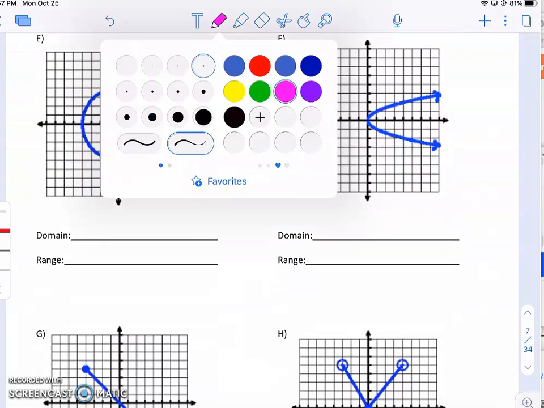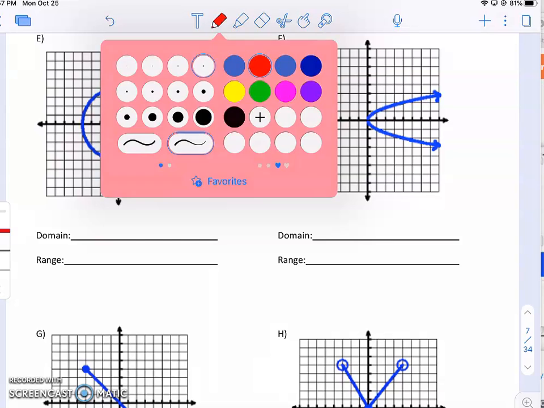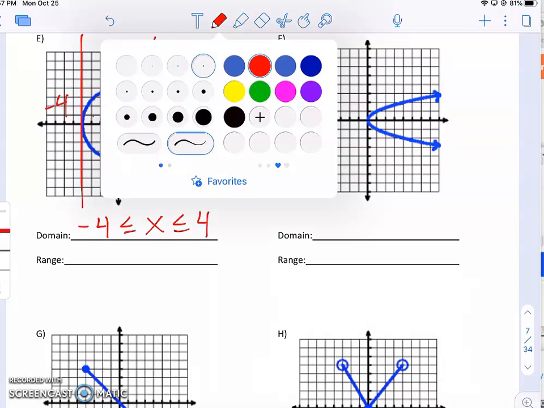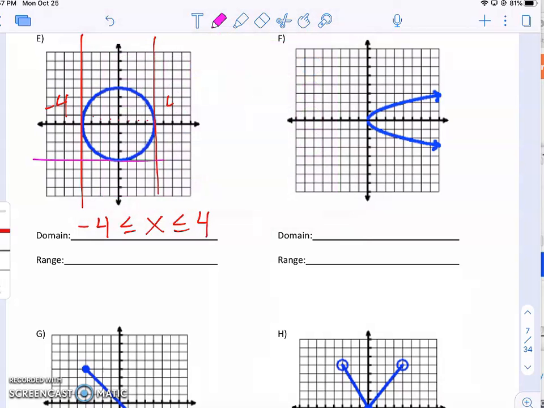So let's try this circle one here. Circle, it goes here to here, so 1, 2, 3, -4. 1, 2, 3, +4, and there's no open circles. So -4 is less than or equal to x is less than or equal to +4. And then do the height, 1, 2, 3, -4. 1, 2, 3, +4. So -4 is less than or equal to y is less than or equal to +4.